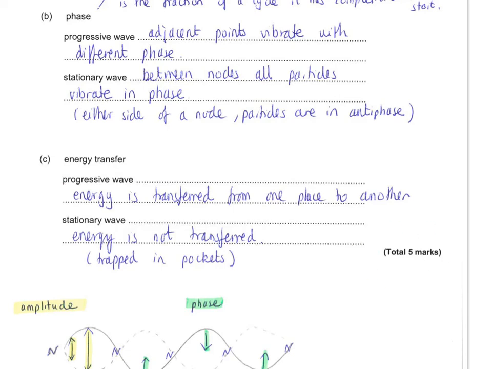Interestingly, there were 5 marks for this, so as long as you got 5 points right, you got all the marks, even if you missed one thing. So that's the Waves Homework Booklet question 14.